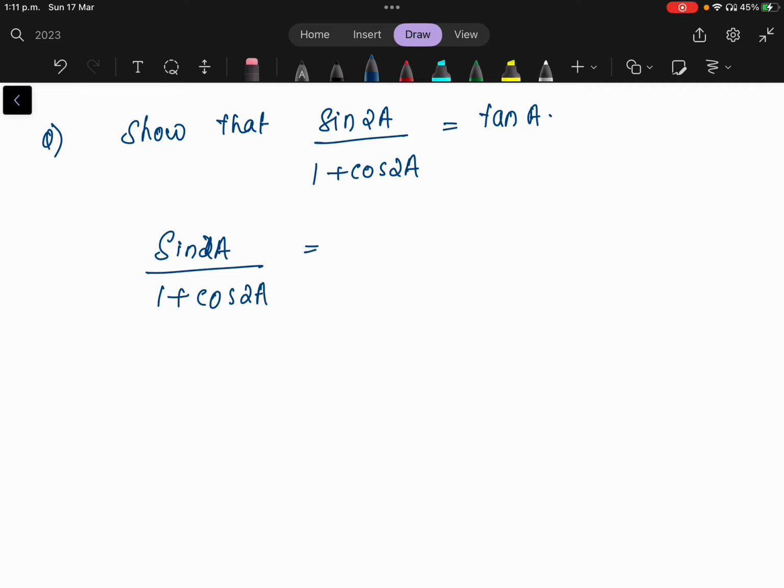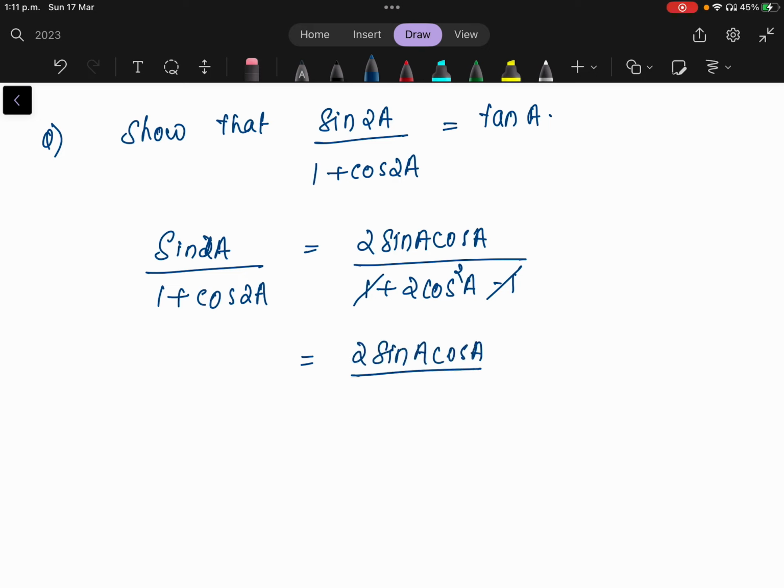That can be written as 2 sine A cos A divided by 1 plus 2 cos square A minus 1. Cos 2A can be written as 2 cos square A minus 1. This 1 and 1 will get cancelled. That's equal to 2 sine A cos A divided by 2 cos square A. That is equal to sine A over cos A, that's equal to tan A.